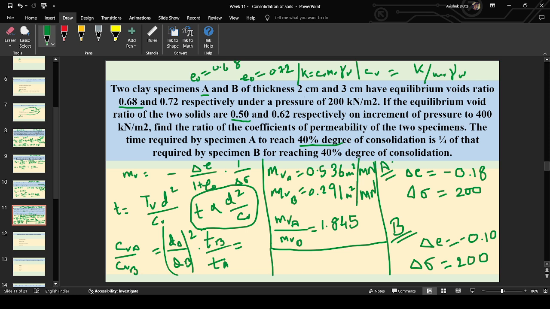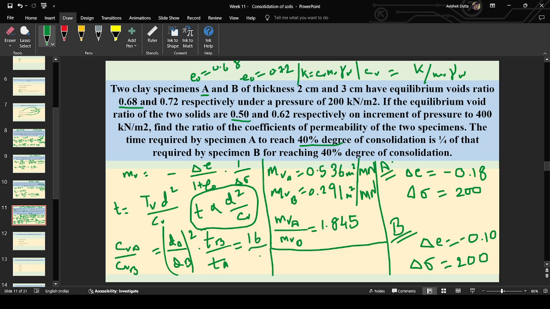Now the samples have thickness of 2 cm and 3 cm. Have I mentioned double drainage? Nothing is mentioned. You can take double drainage or single drainage; anyway, the ratio will be counted. So dA by dB is (2 by 3) whole square, ultimately 4 by 9, into 4, that is 16 by 9, isn't it?